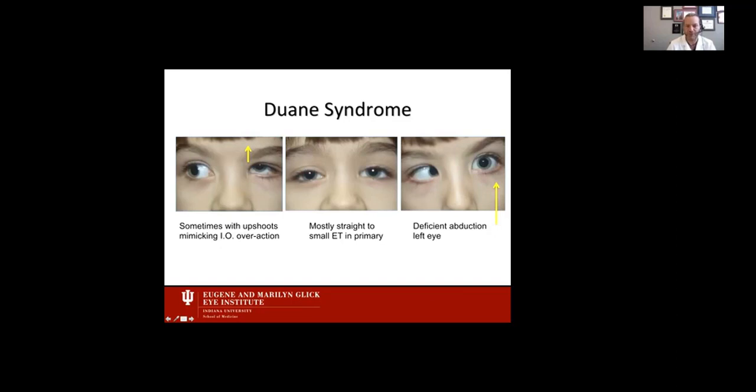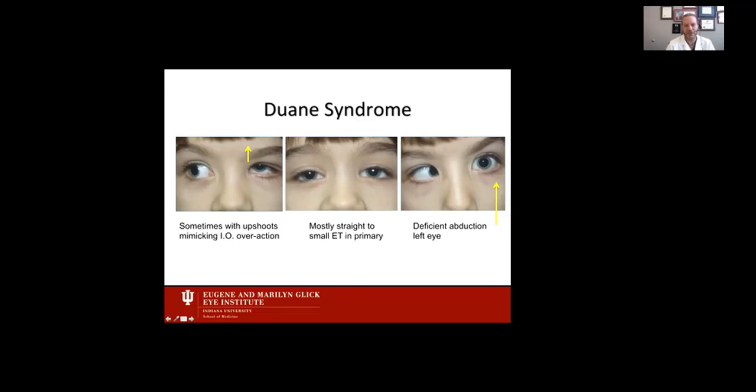Here you can see this child looks pretty well lined up, despite having a very limited abduction in this left eye. Now, if this was a 6th nerve palsy, you wouldn't be walking around like this. If you had an abduction limitation like this with a 6th nerve palsy, this person's going to have 35, 45 prism diopters of esotropia in the primary position. So that's one way you can know that it's a Duane syndrome rather than a 6th nerve palsy.